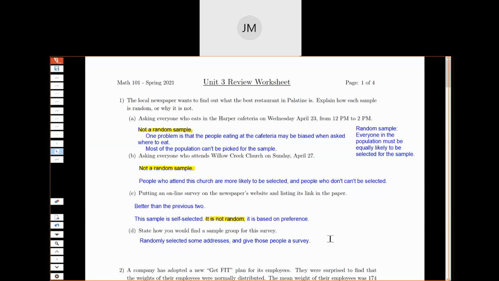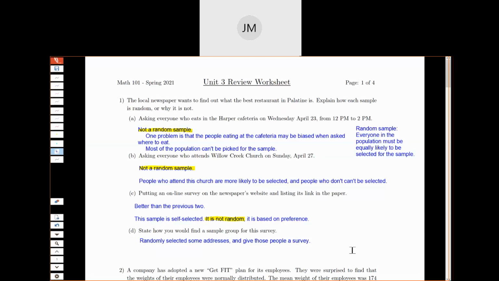Now, one of the things that we haven't really clearly defined here is who is our population. Is it people in Palatine, right? Is it people in the greater area? Okay. But whatever it is, we could take addresses from those areas and send out the surveys.